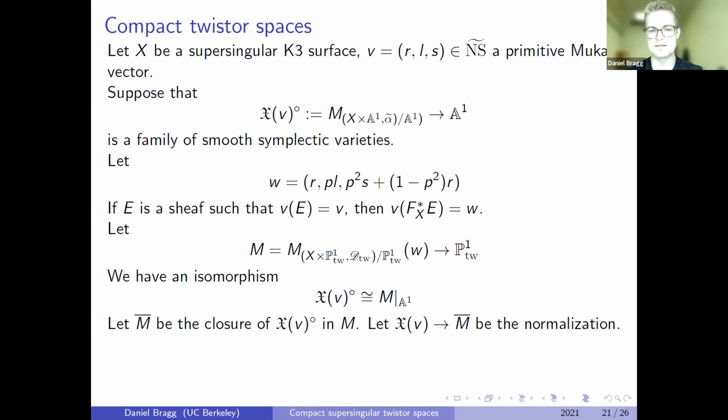So you could attempt to do this and hope that the result is nice. That's what I'm going to call math frac V. It's what you get if you take this M, you take the closure of the other fibers in there, and then you normalize.